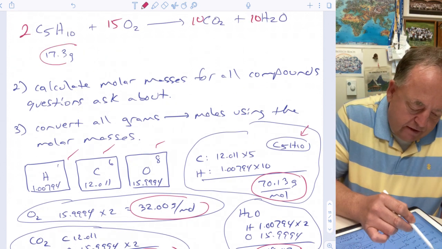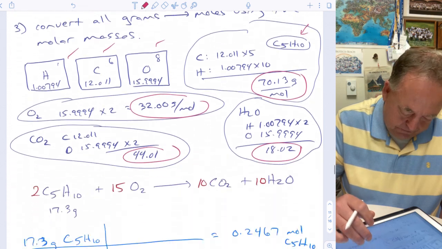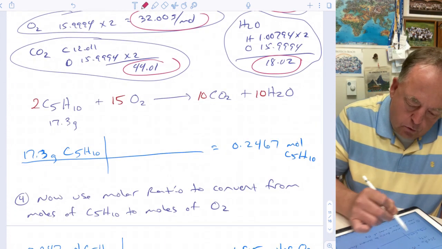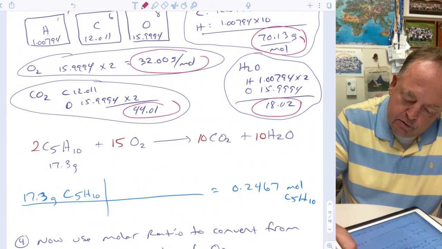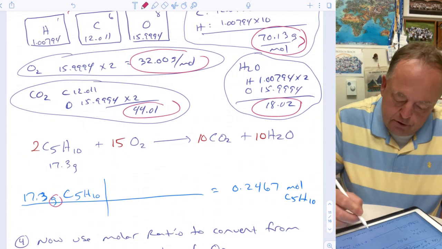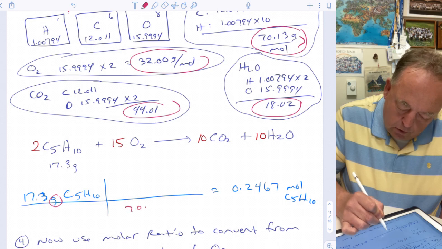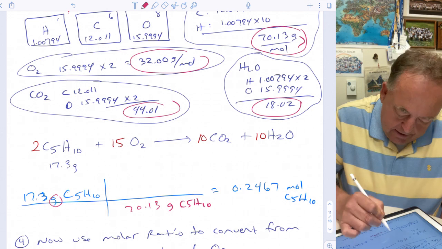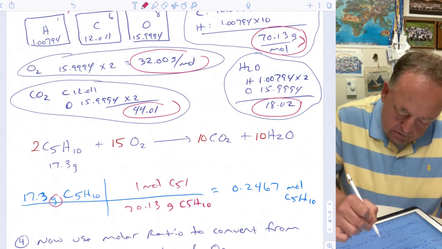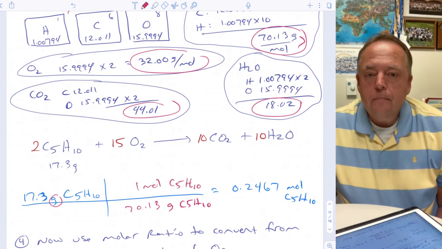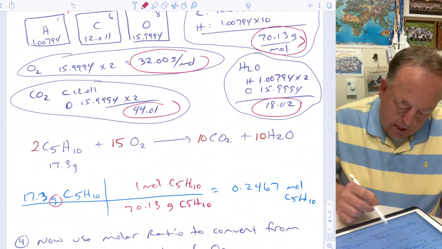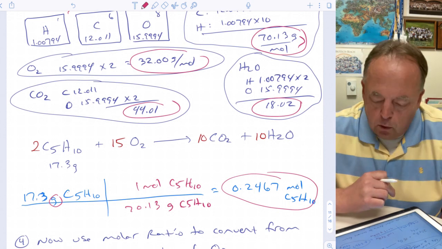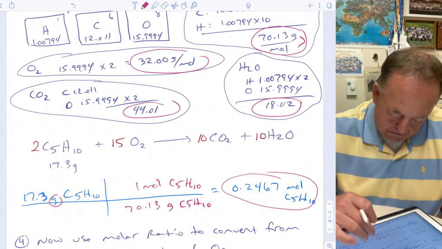So we're going to convert the 17.3 grams to moles. If you remember how to do that, we use the molar mass here, which is in grams per mole. So we have grams on top, so we need grams on bottom. The 70.13 grams of C5H10 has to go there, and the 1 mole of C5H10 has to go there. And then multiply the tops, divide by the bottoms, and that would give you 0.2467 moles of C5H10.